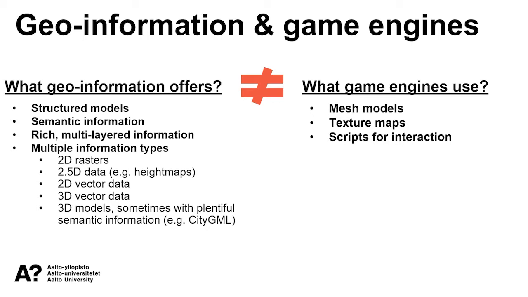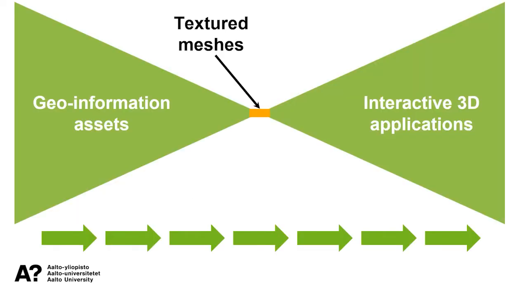A major issue in using game engines for geoinformation applications is that the current commercial game engines do not readily support the multitude of data formats and types that are encountered in the geoinformation domain, especially if we go towards semantic, heavily structured models such as CityGML. This is a simplification, but we could say that to use these rich geoinformation assets in interactive 3D applications in game engines, everything has to be squeezed through the format of textured meshes.